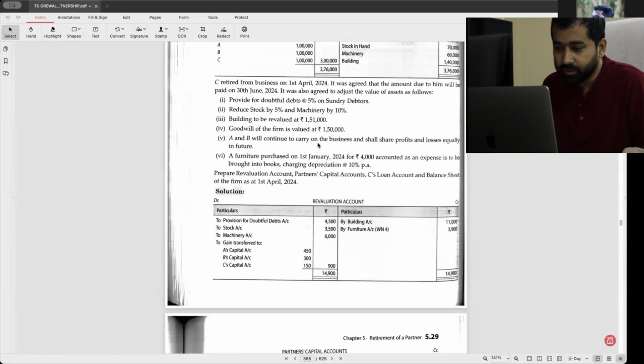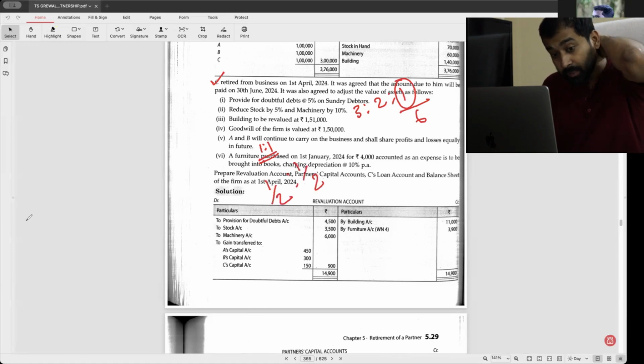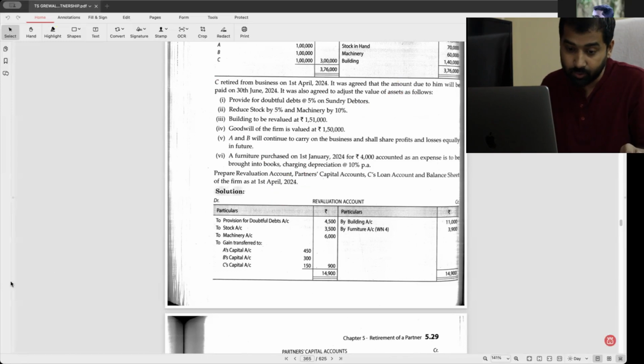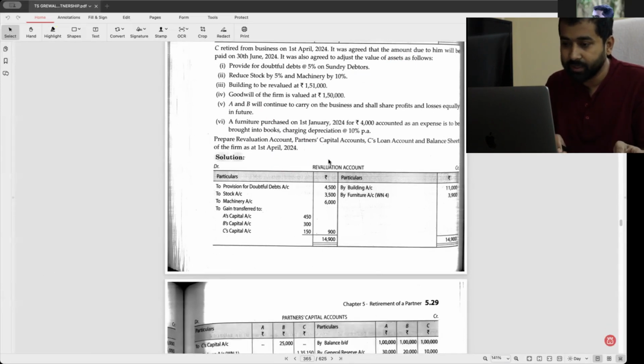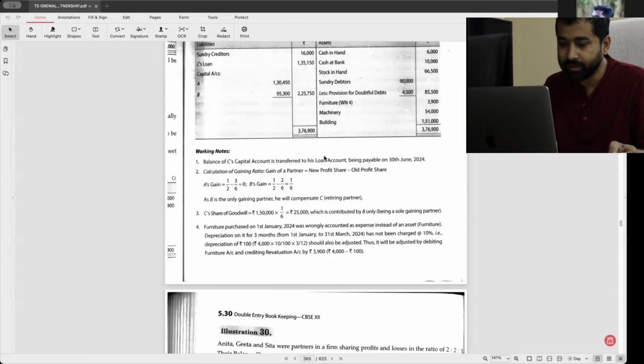Next thing: A and B will continue to carry on the business and shall share profits and losses equally in future. The new profit sharing ratio is already given to you, and the old profit sharing ratio is 3 is to 2 is to 1. 1 by 6 retires. Who? C retires. And now the profit sharing ratio is A and B 1 by 2, 1 by 2 equally. Now you have the new ratio and the old ratio, so easily you can find out the gaining ratio. Why gaining ratio? As per the gaining ratio the goodwill will be given. So now I am finding the gaining ratio here.